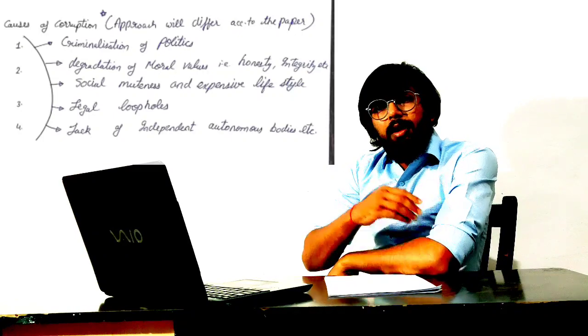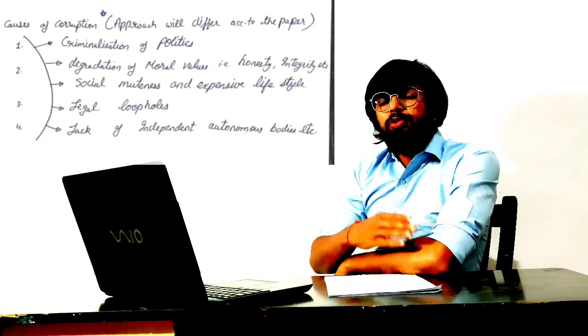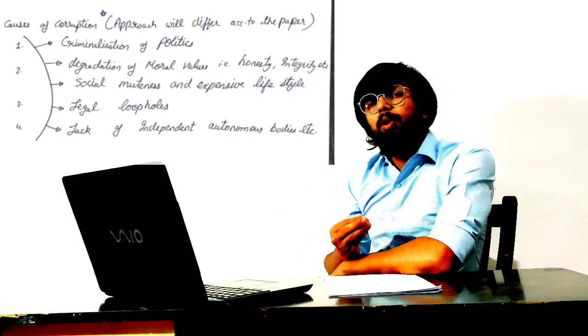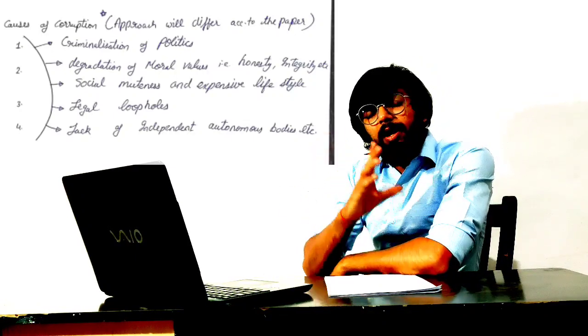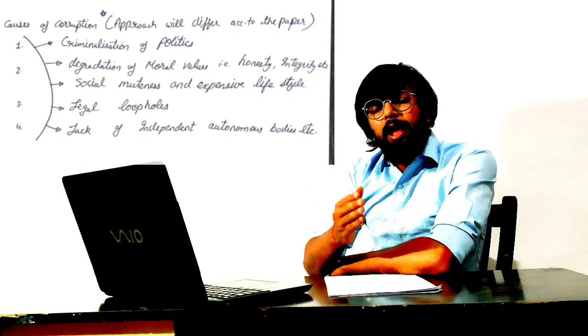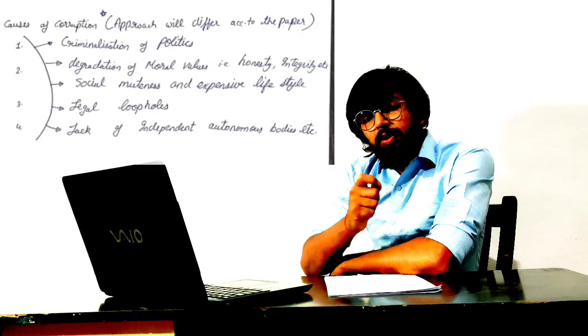But in any of the paper if you are writing, you should not be giving single dimensional points. That is, you should not be giving all the points from political dimensions, all the points from legal dimension. You should try and include every aspect of the causes of corruption.